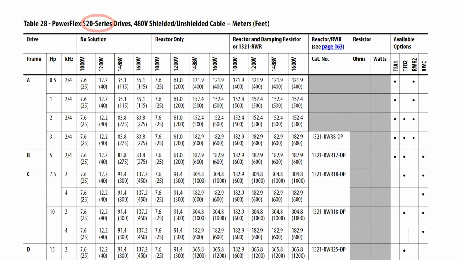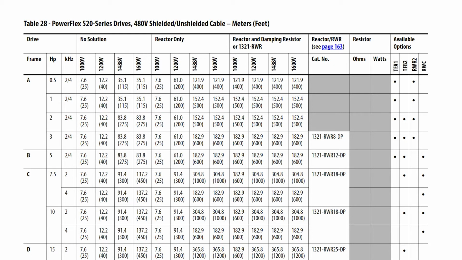We're in the 520 series, so this would be appropriate for a 525. We come down on our horsepower, the 5 horsepower, and we can see that the frequency of the PWM does not matter at either 2 or 4 kilohertz. So we do not need to pull that information up.